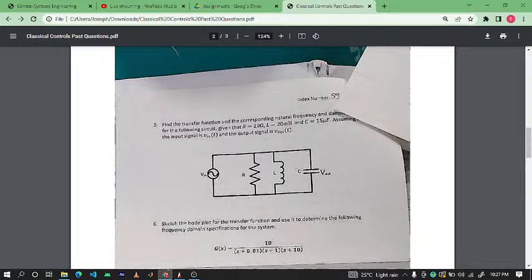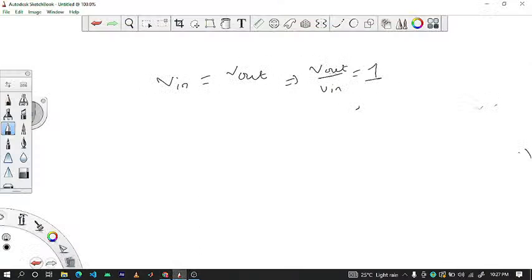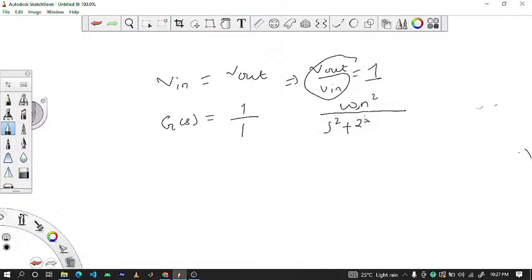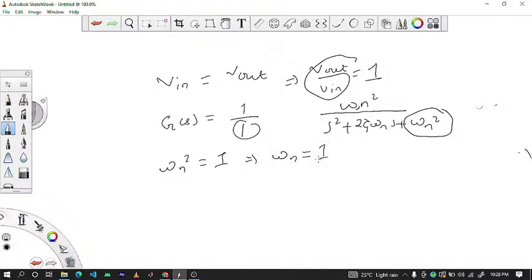Now we are supposed to find our natural frequency and damping ratio. If this is our transfer function, g of s equals 1 over 1, we know that the general form for second order systems is omega n squared over s squared plus 2 zeta omega n s plus omega n squared. This omega n squared is a constant. Since there is no s or s squared here, omega n squared is equal to 1, so our natural frequency is 1.